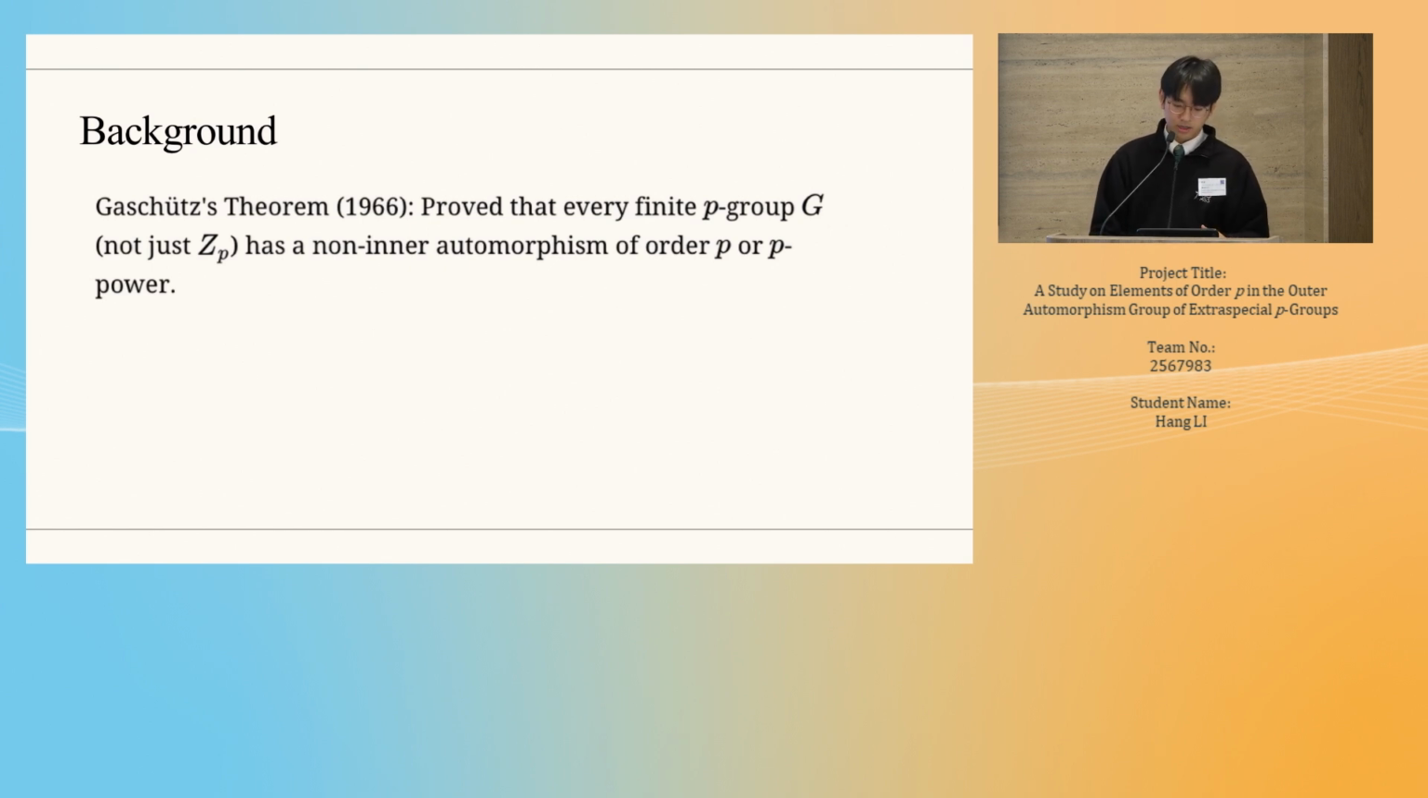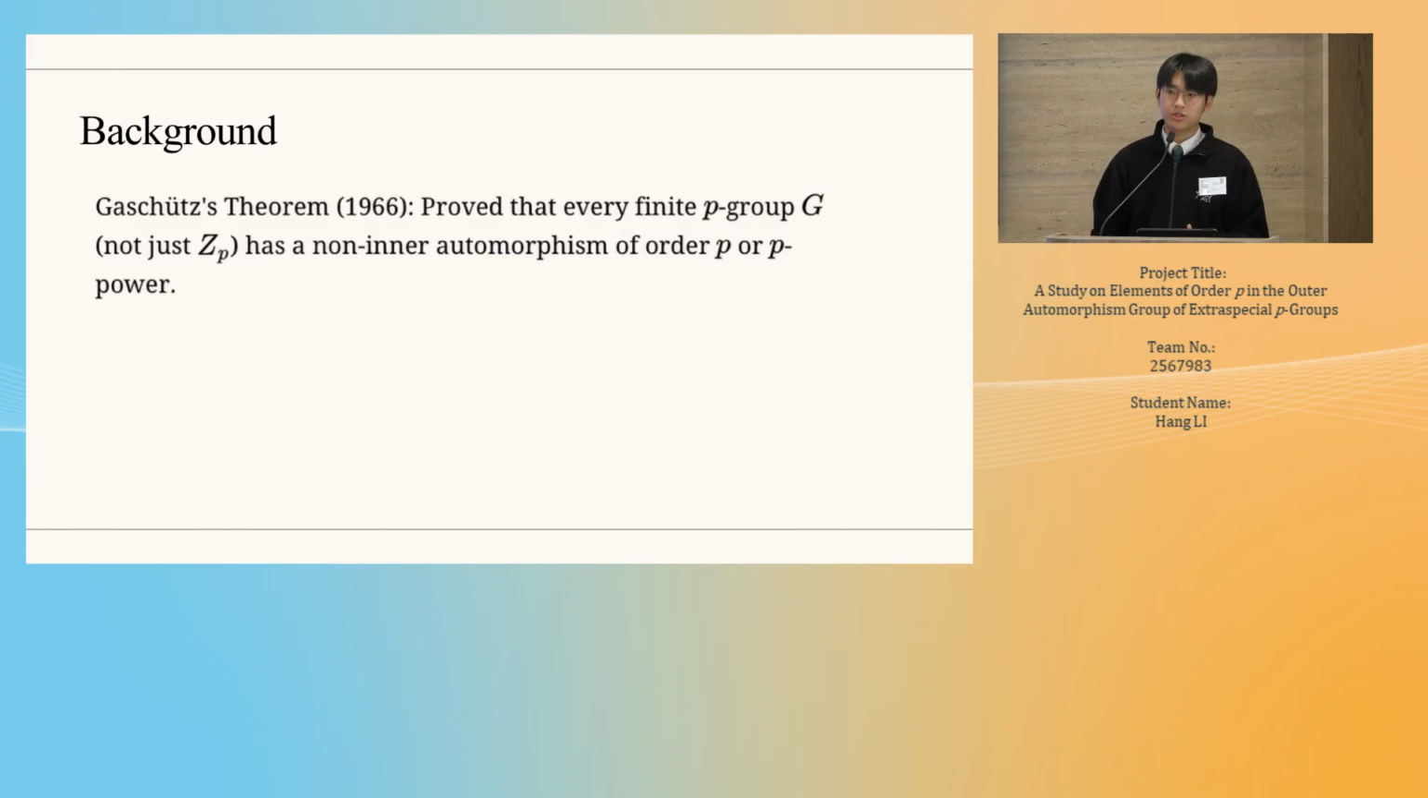Gaschütz proved that every finite P group G has a non-inner automorphism of order P or P power. So looking at this result, I start thinking about questions. Could I calculate the number of this kind of element? Could I calculate the order P elements?